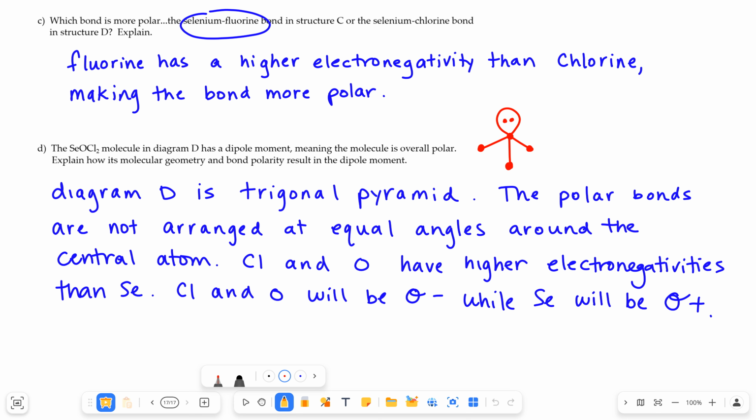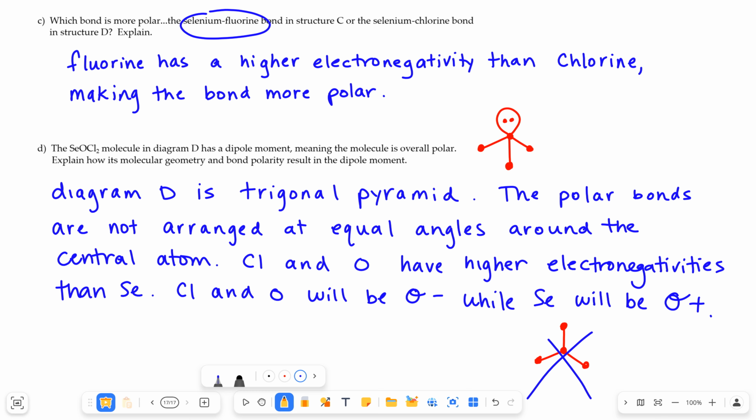If I had a flat triangle with beautiful 120 degree angles, even though I have polar bonds, if they're arranged evenly around the center, polar bonds can cancel. For example, if the structure looked like this, trigonal planar, my polar bonds could be arranged at equal angles and they might cancel, as long as those outer atoms are the same. Well, that's not what we have here. We do not have the flat triangle, we've got the pyramid. So now we've got these polar bonds around the outside, but they are not arranged equally around the center.